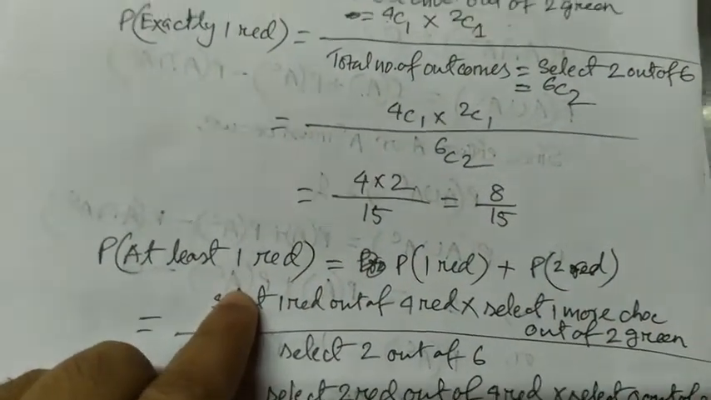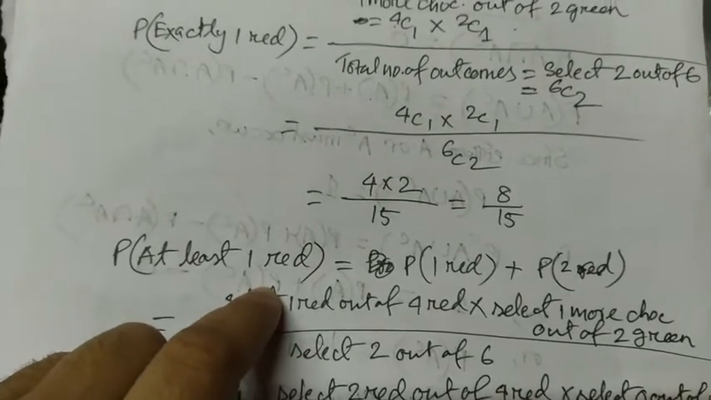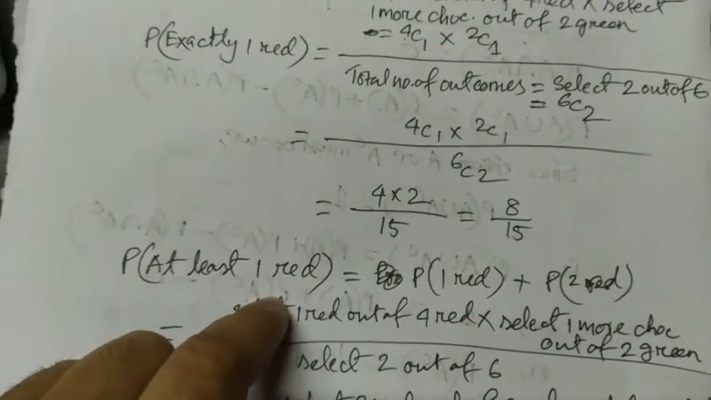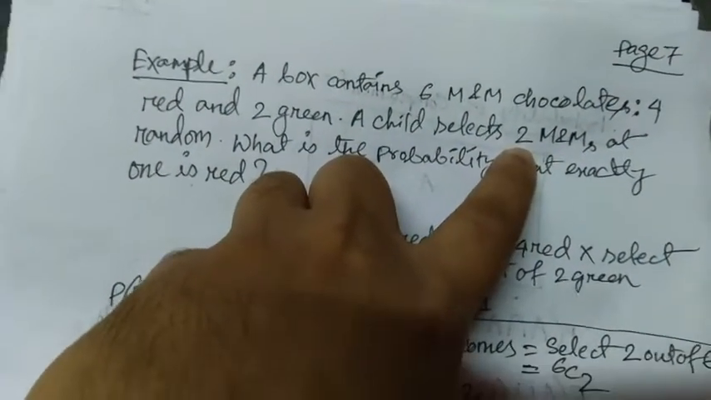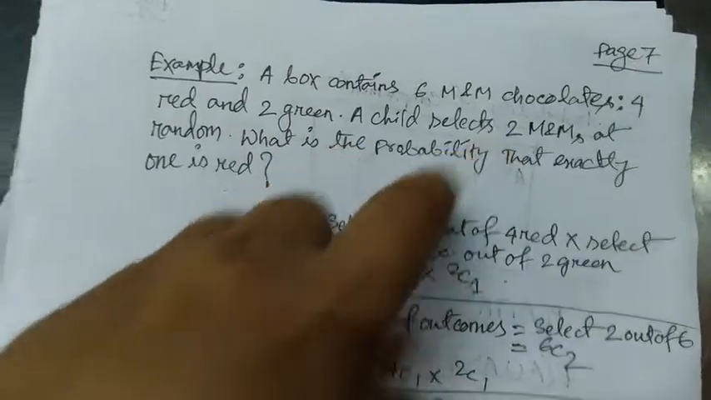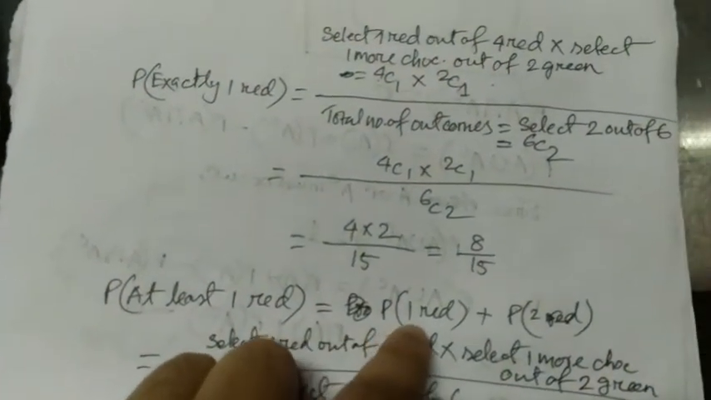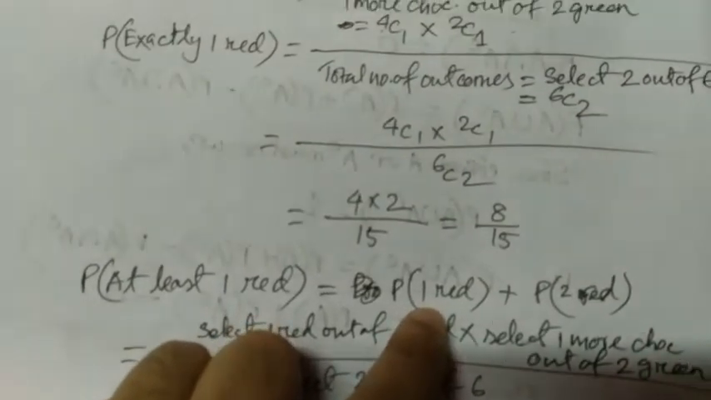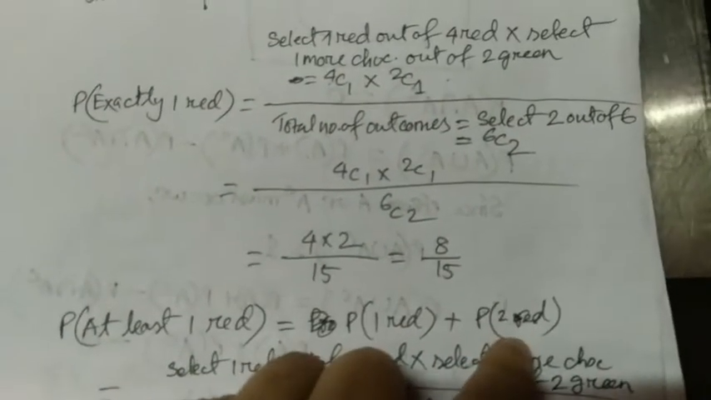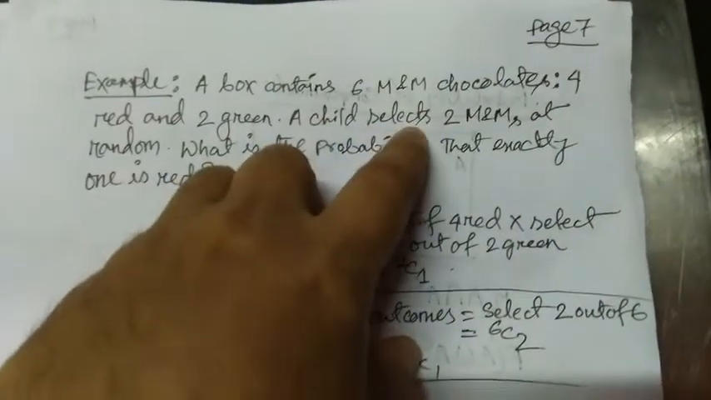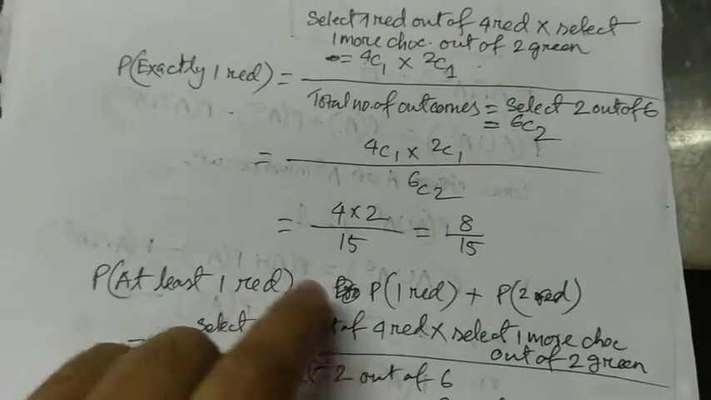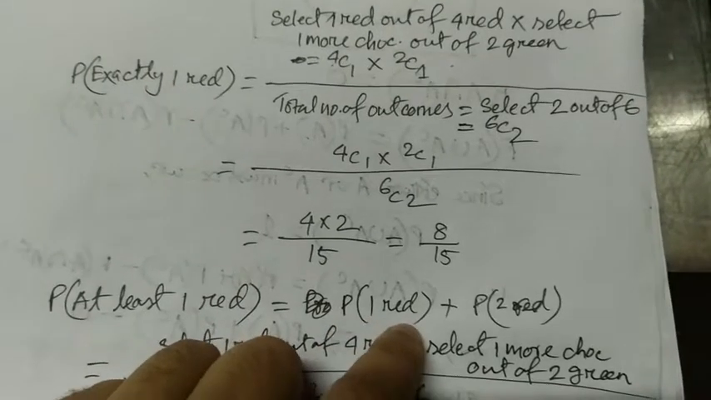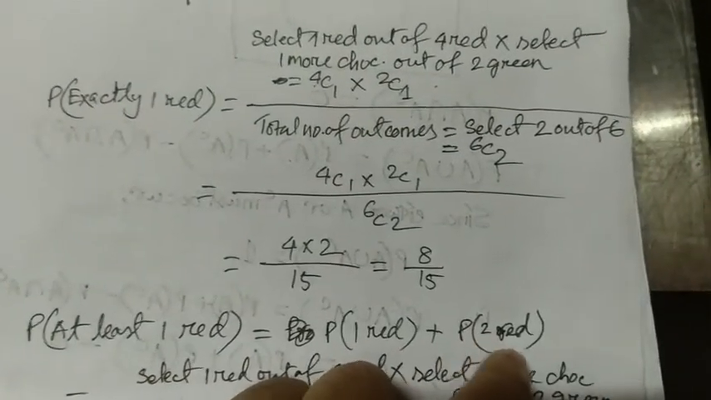So now see probability of at least one red. If you want to find the probability of at least one red, the child needs to select total 2 chocolates. That means the child may select one red chocolate and the child may select 2 red chocolates. Since the child will select 2 chocolates out of 6 chocolates, both chocolates can be red. So to find the probability of at least one red, we need to find the probability of one red chocolate, and also the probability of 2 red chocolates.